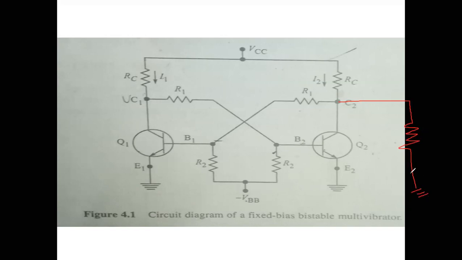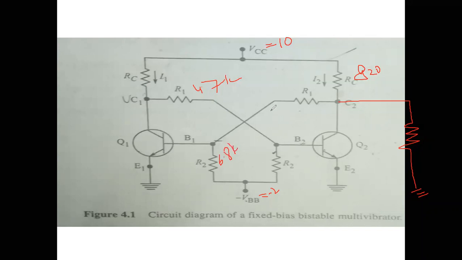If you note down the question, you can write the given data. VCC is 10 volts, and VBB is minus 2 volts. They have given this one as 820 ohms, R1 as 4.7 kilo, and R2 as 6.8 kilo. They have given all these values.